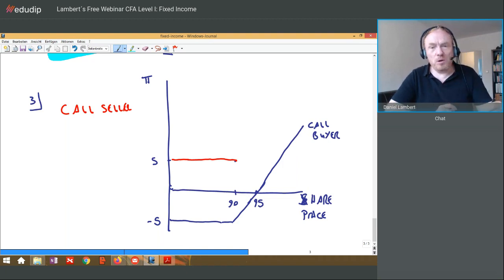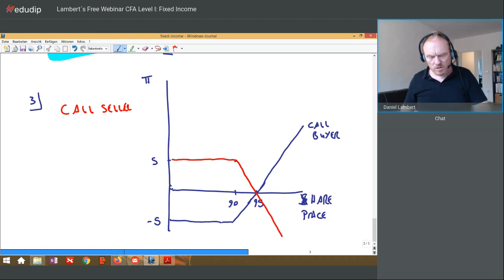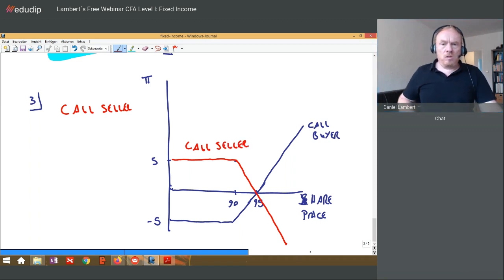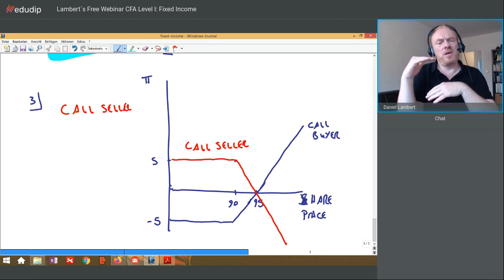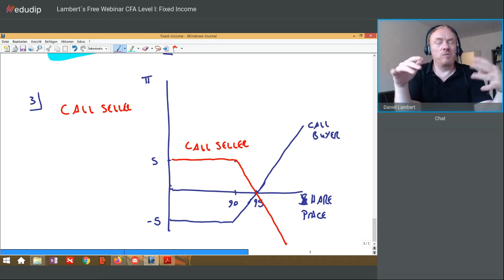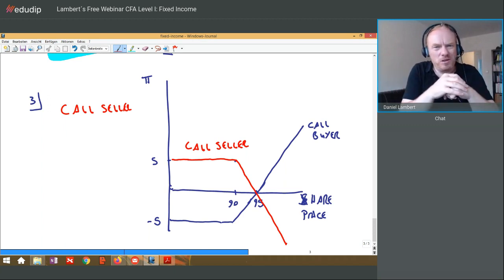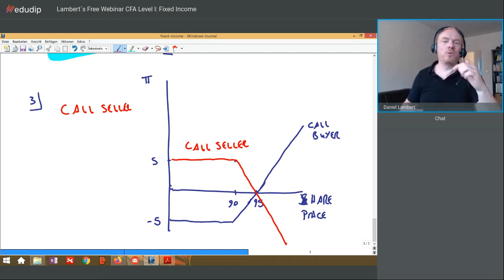Meaning the profile is just mirrored from the buyer to the seller, and it is mirrored this way. The red one is the call seller's profile, and drawn in blue is the call buyer's profile. Their two profiles are just mirrored around the x-axis, or rather around the share price axis. We don't call it x-axis any longer because that was high school. Now, at university level, it's important not to call it x or y axis, but to call it the share price axis, because there's the actual share price, and to call the other axis the profit axis.